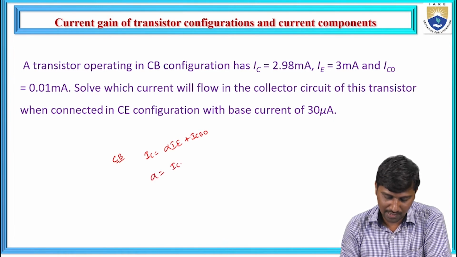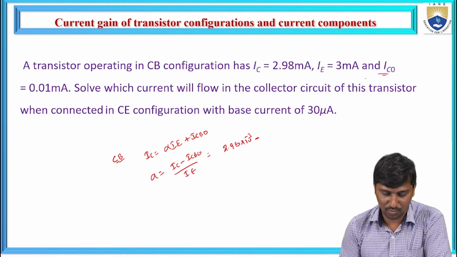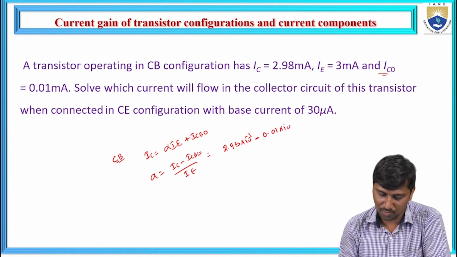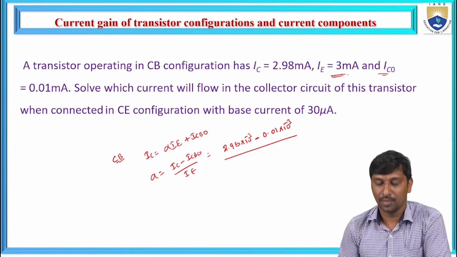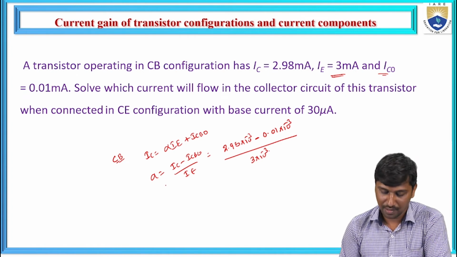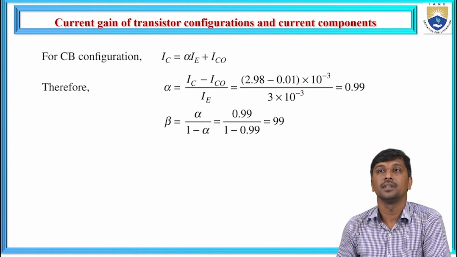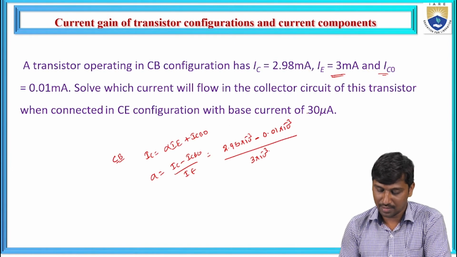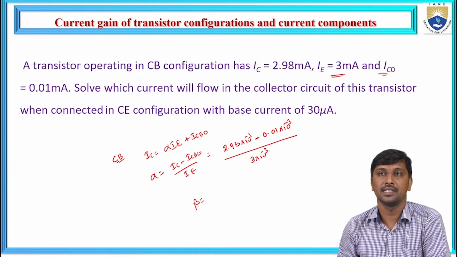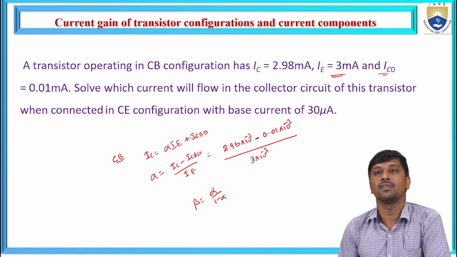So alpha means IC minus ICBO by IE. So IC is 2.98 into 10 to the power of minus 3 minus ICBO or IC naught, both are the same, that is 0.01 into 10 to the power minus 3, divided by the emitter current, 3 milliamperes, 3 into 10 to the power minus 3. Then you can get the alpha. Then we need to calculate the base current, so the DC current gain beta, which in terms of alpha is alpha by 1 minus alpha.